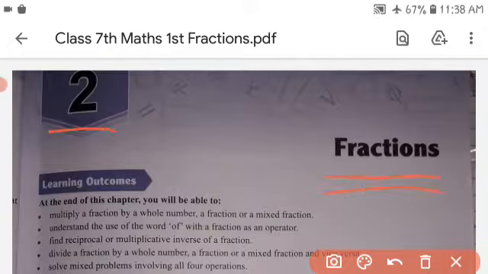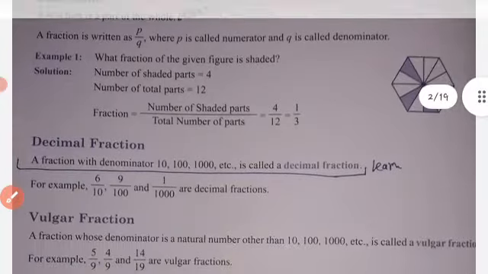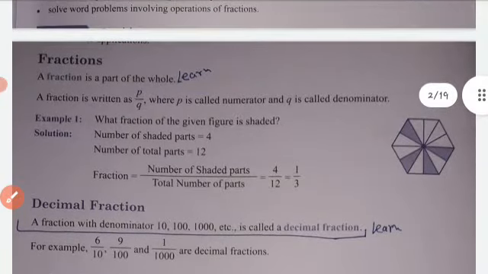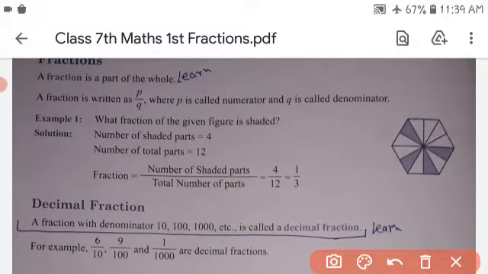Chapter 2: Fractions. Now, fraction. A fraction is a part of the whole. A fraction is written as p by q, where p is called the numerator and q is called the denominator.